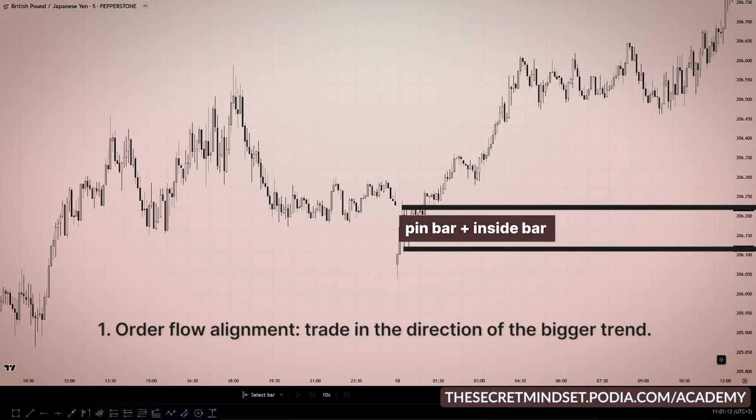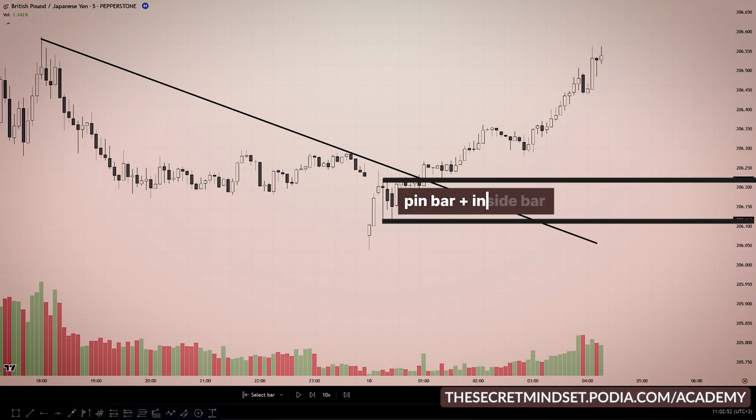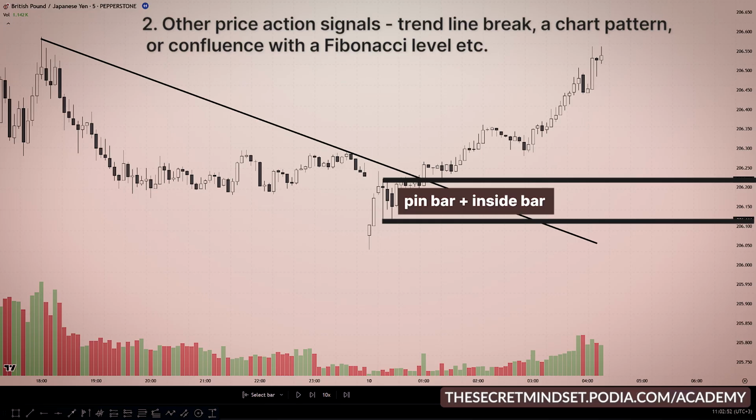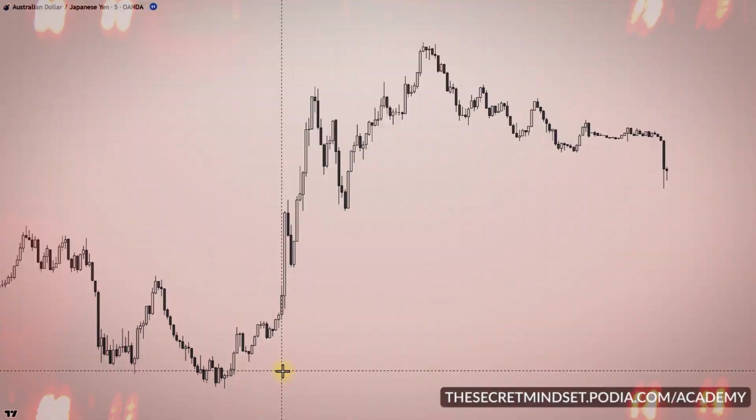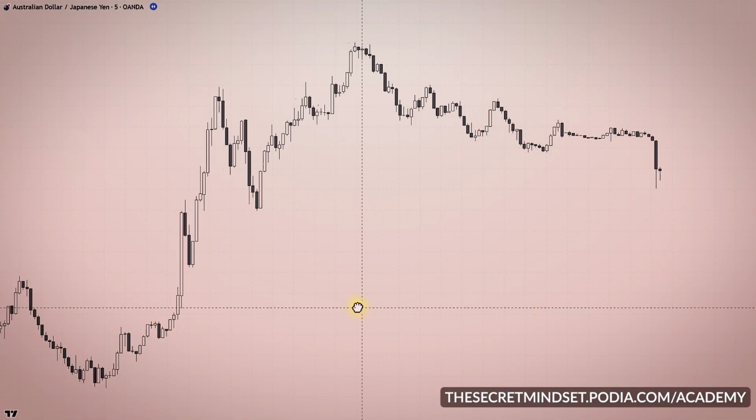First one is order flow alignment. This one is obvious. You try to trade in the direction of the bigger trend, so check higher time frames to confirm the overall trend and key levels. You also look for other price action signals that support your trade. This could be a trend line break, a chart pattern, or confluence with a Fibonacci level. And of course, volume. High volume on the pin bar compared to the previous candles will make the signal much stronger.